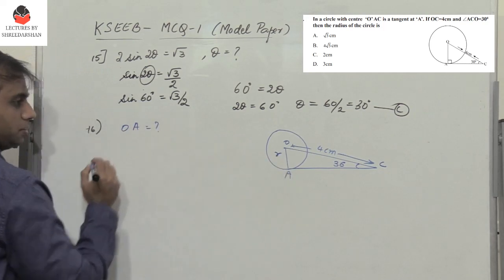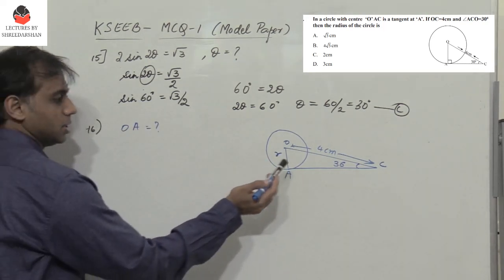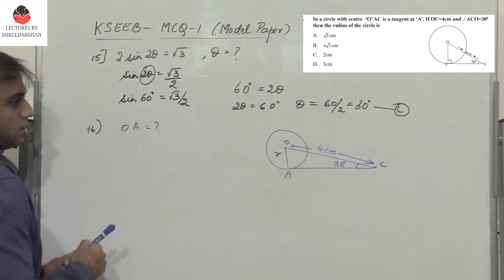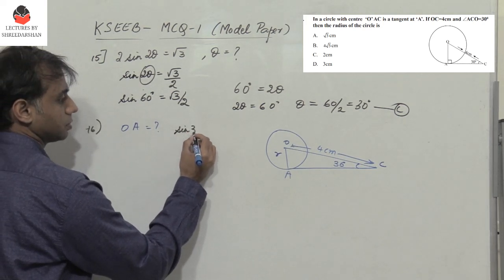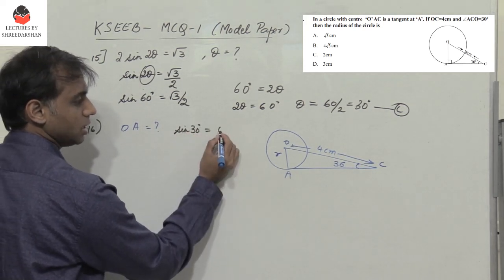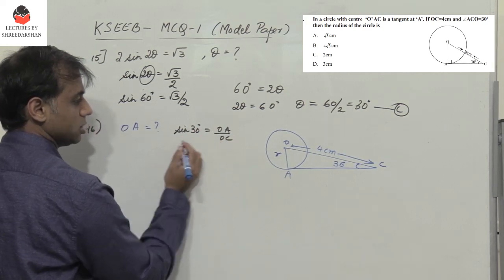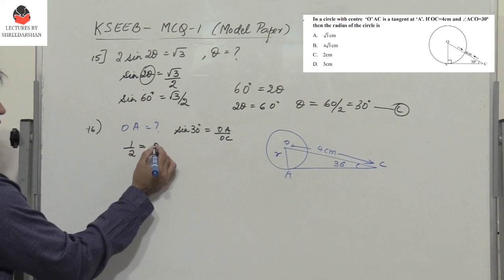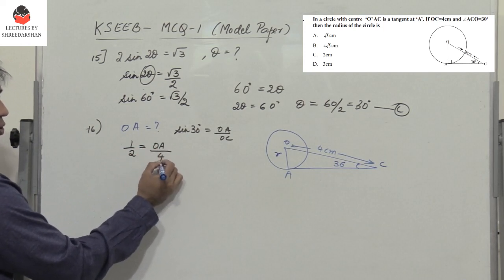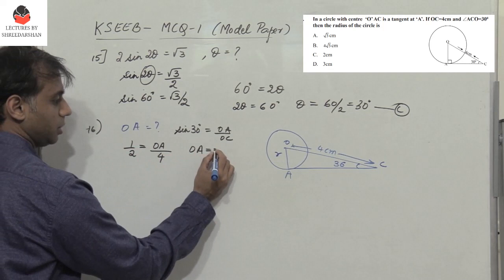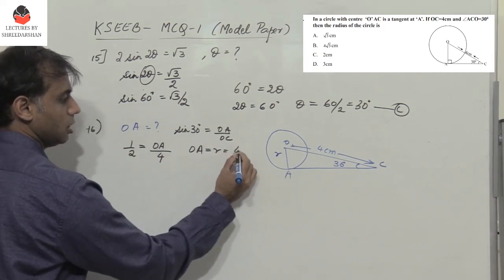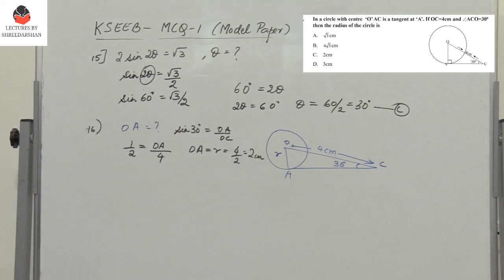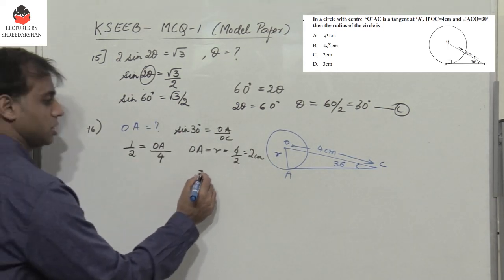Now what is OA? Now we know that sine 30 is opposite side by hypotenuse. So sine 30 degrees is equal to opposite side is OA divided by OC. Now what is sine 30? Sine 30 is 1 by 2 equals OA by OC, which is 4. So OA, which is nothing but the radius, equals, I take this 4 here, 4 by 2, which is 2 centimeters. So the radius of the circle is 2 centimeters. The right option is C.